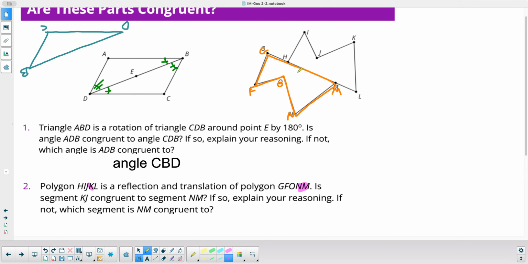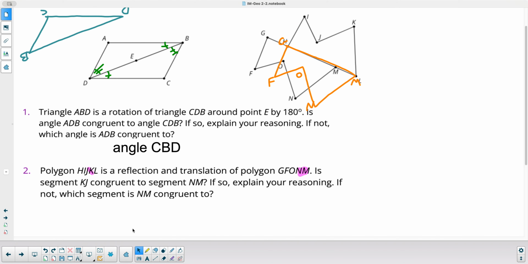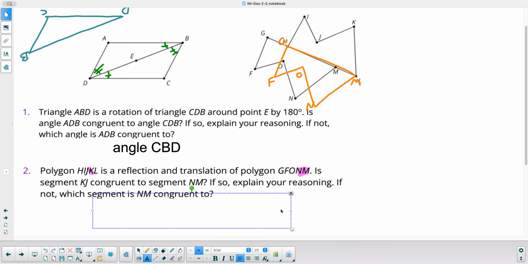You can also see that if I translate here, ON is going to correspond to JK, so those will be congruent. NM is going to correspond to KL, and you can tell in the statement here, NM are the last two, KL are the last two. JK are the third and fourth letters, so ON are the ones that go with it. So this one here, I would say no. The answer is no.